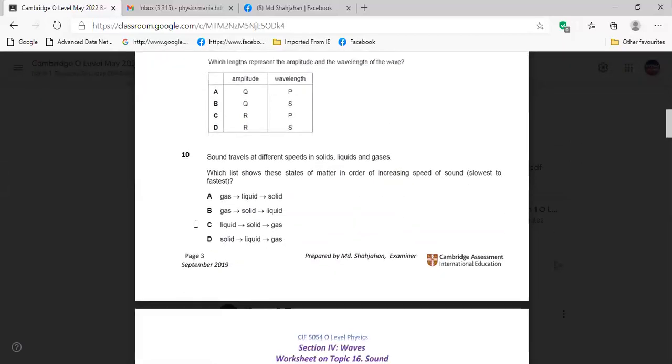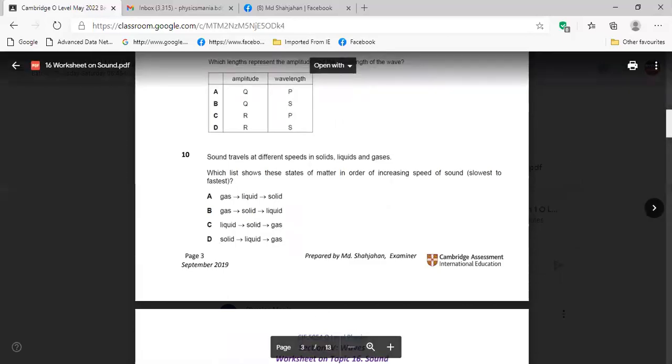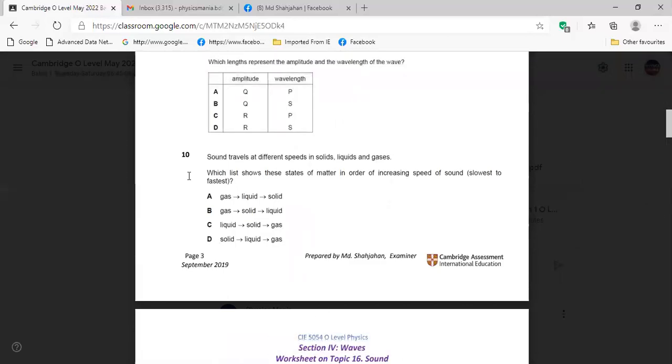Now, Farabi, yes, question 10. Continue. Sound travels at different speeds in solids, liquids, and gases. Which letters show the states of matter in increasing speed of sound, slowest to fastest?